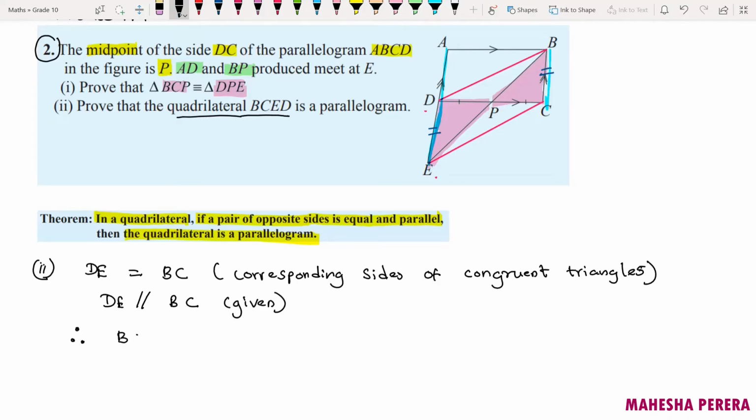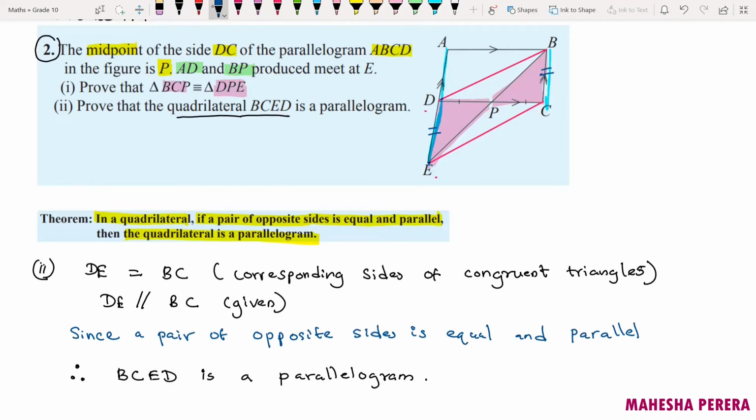So this quadrilateral BCED becomes a parallelogram. So it is a parallelogram. Now here you can tell the reason, saying since a pair of opposite sides is equal and parallel, this BCED is a parallelogram, right?